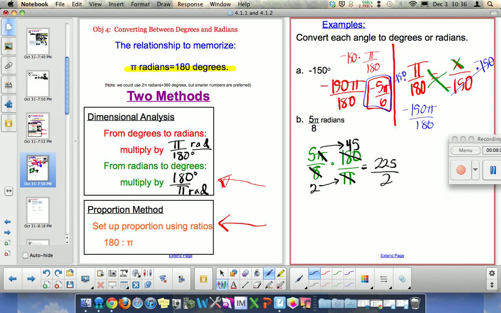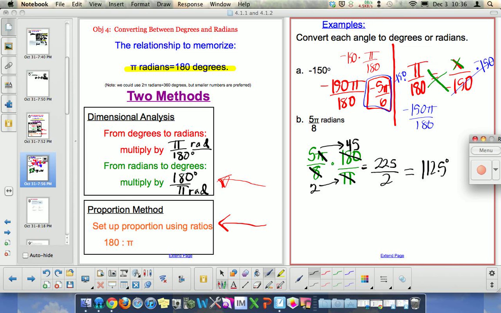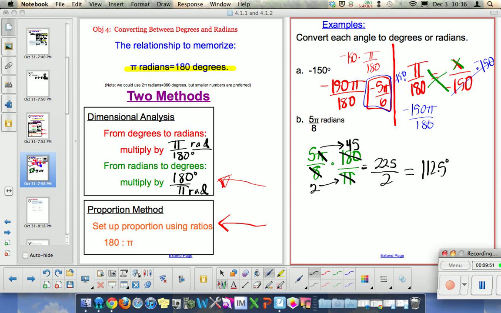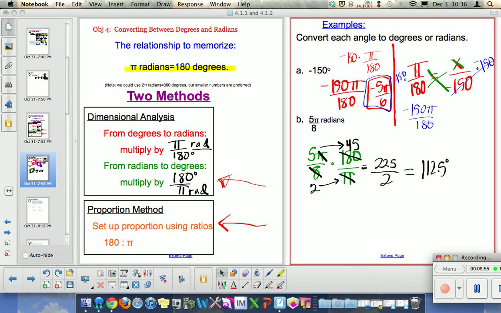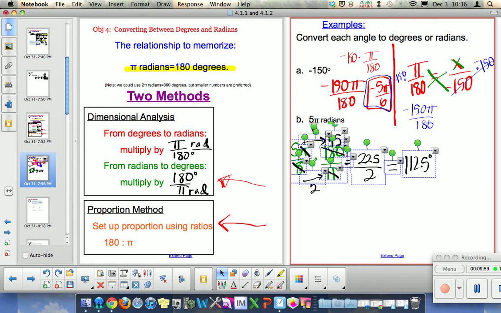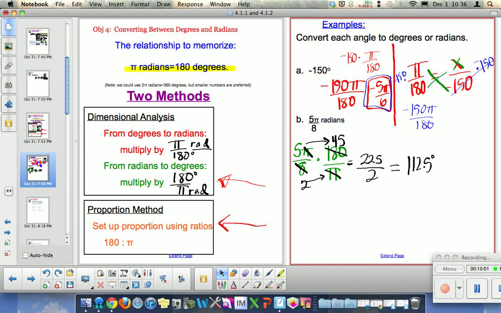Now this I actually will write out as a decimal because number 1, it's a nice decimal, and number 2, we're looking at degrees here. So we're not changing it to an irrational number. We're going to write it as 112.5 degrees. So degrees you'll see more often written in decimal form. You'll never see radians in decimal form. So that's a dimensional analysis method using my understanding of equal values and scaling things up and down.